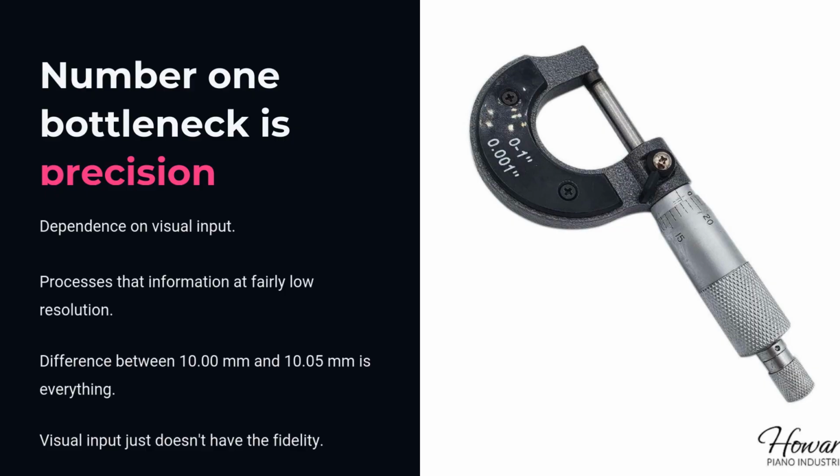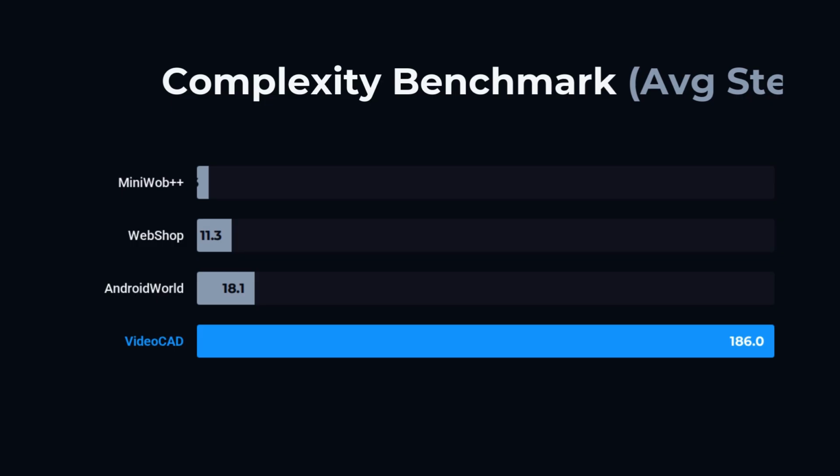Exactly. You're dealing with tolerances that are fractions of a millimeter. The visual input just doesn't have the fidelity to guarantee that level of precision. The human still has to go in and verify, and often manually fix, those critical dimensions.